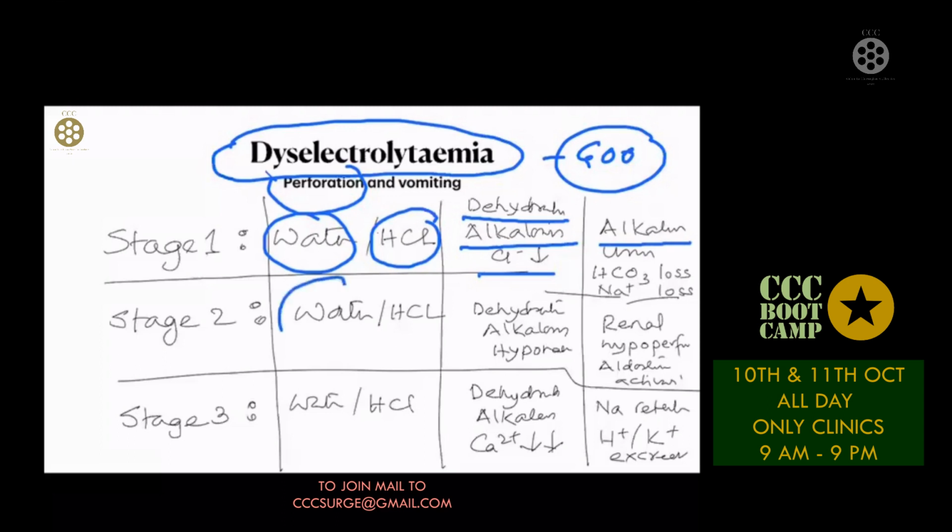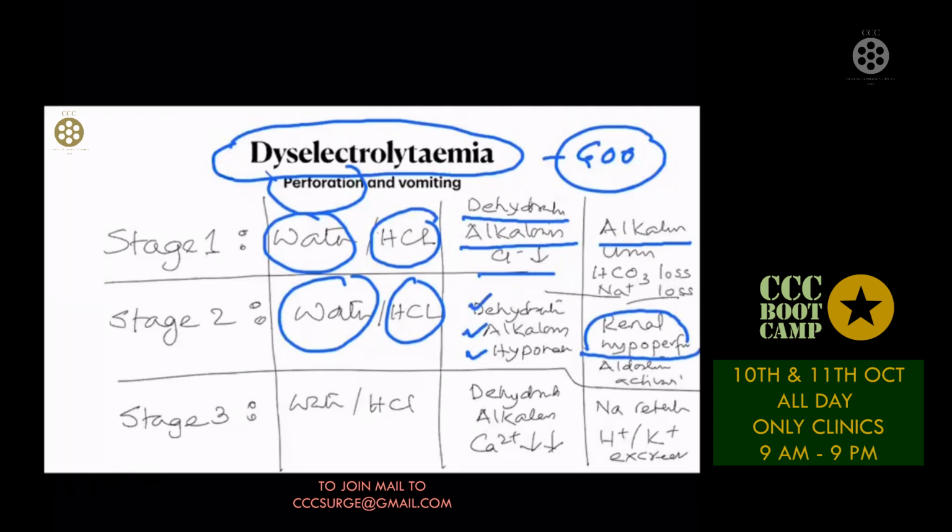In stage 2, as this loss continues, water and hydrochloric acid, as dehydration continues, as alkalosis continues, and as hyponatremia continues, there is renal hypoperfusion. And once there is renal hypoperfusion, immediately what happens is the aldosterone axis is stimulated. And if the aldosterone axis is stimulated, it would start retaining the sodium. And if they retain the sodium in the next stage, this would be in place of potassium loss and hydrogen ion loss. And that would explain the reason why there is paradoxical aciduria in spite of the patient having dehydration, alkalosis, and decreased calcium level.